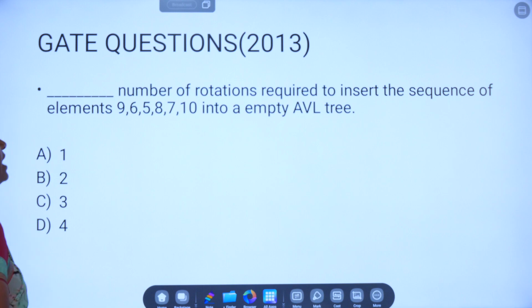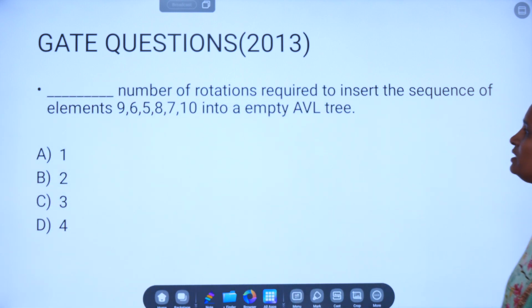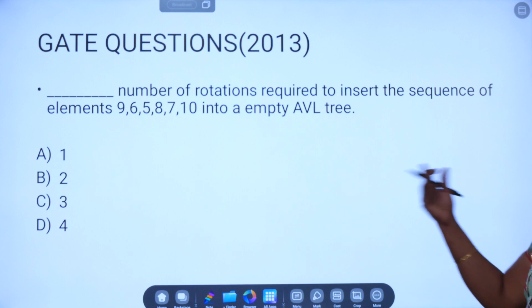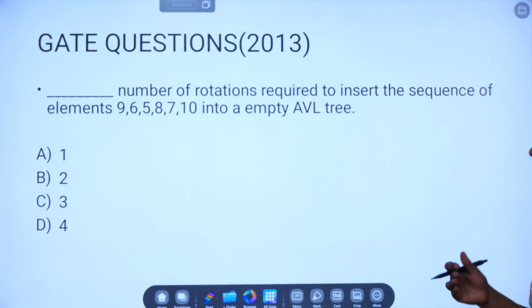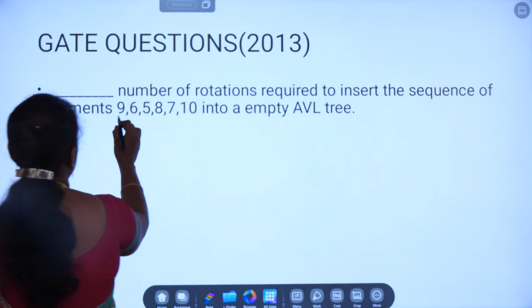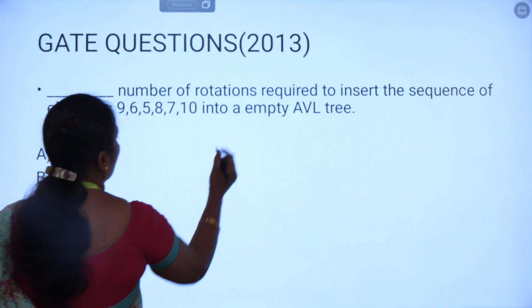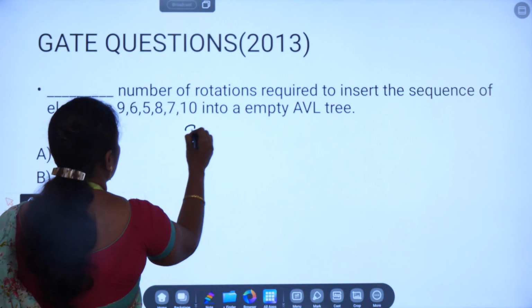Next, find the number of rotations required to insert the sequence of elements 9, 6, 5, 8, 7, 10 into the empty AVL tree. So the tree is not given. You are going to construct the AVL tree. Whenever you are going to construct the AVL tree, the first element you consider is the root node.